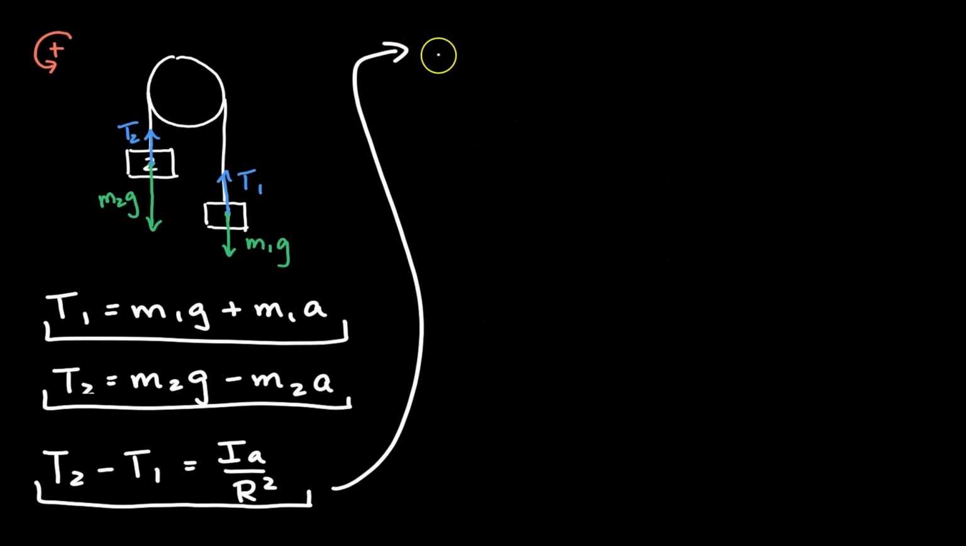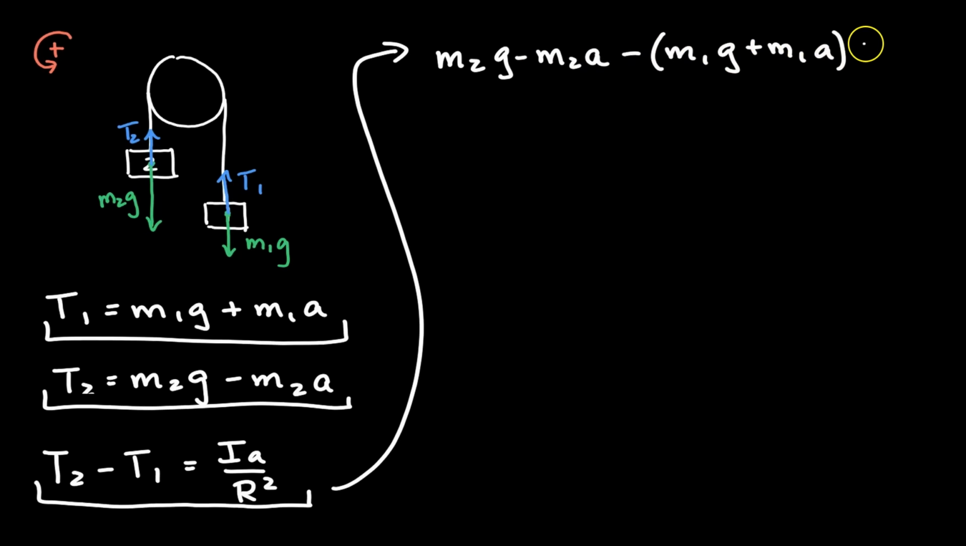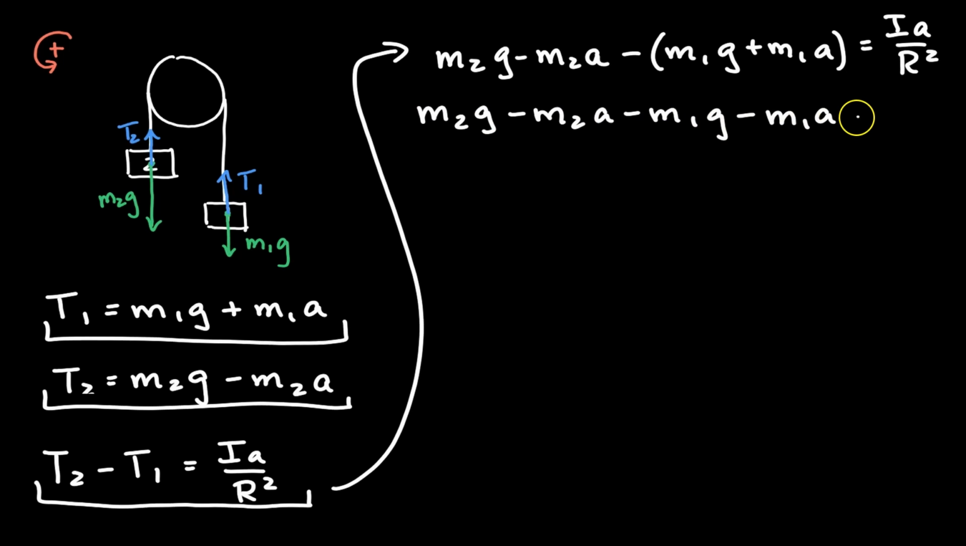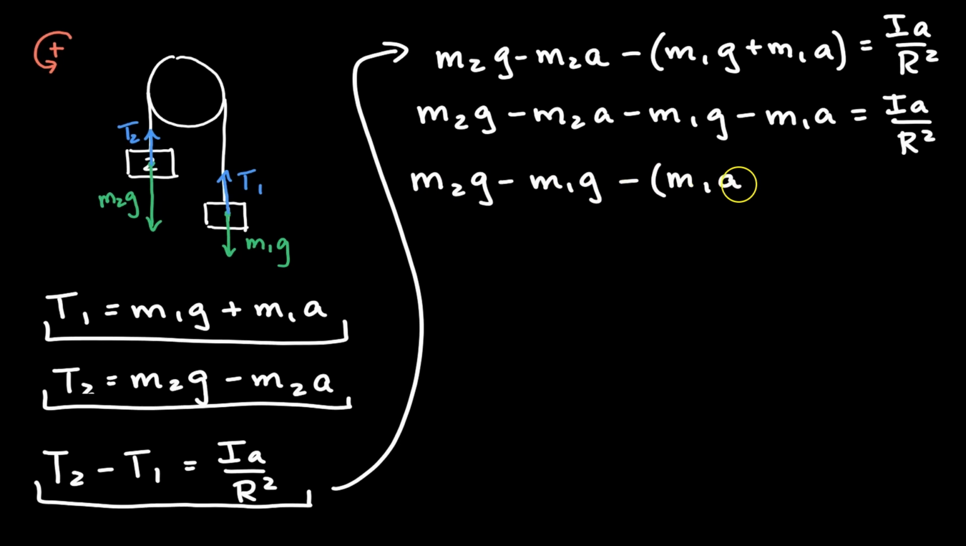Next, we're going to combine these three equations and then solve for the acceleration. So we get m2g minus m2a minus (m1g plus m1a) is equal to IA over r squared. Distributing the negative sign, we get m2g minus m2a minus m1g minus m1a is equal to IA over r squared. Combining the MAs, we get m2g minus m1g minus (m1a plus m2a) is equal to IA over r squared.